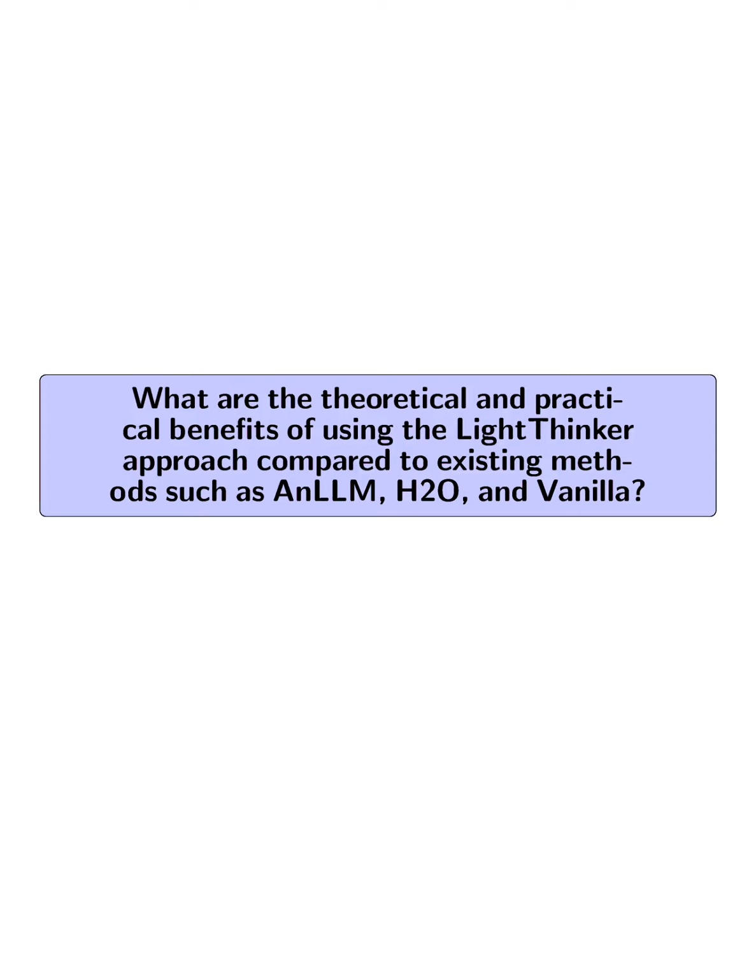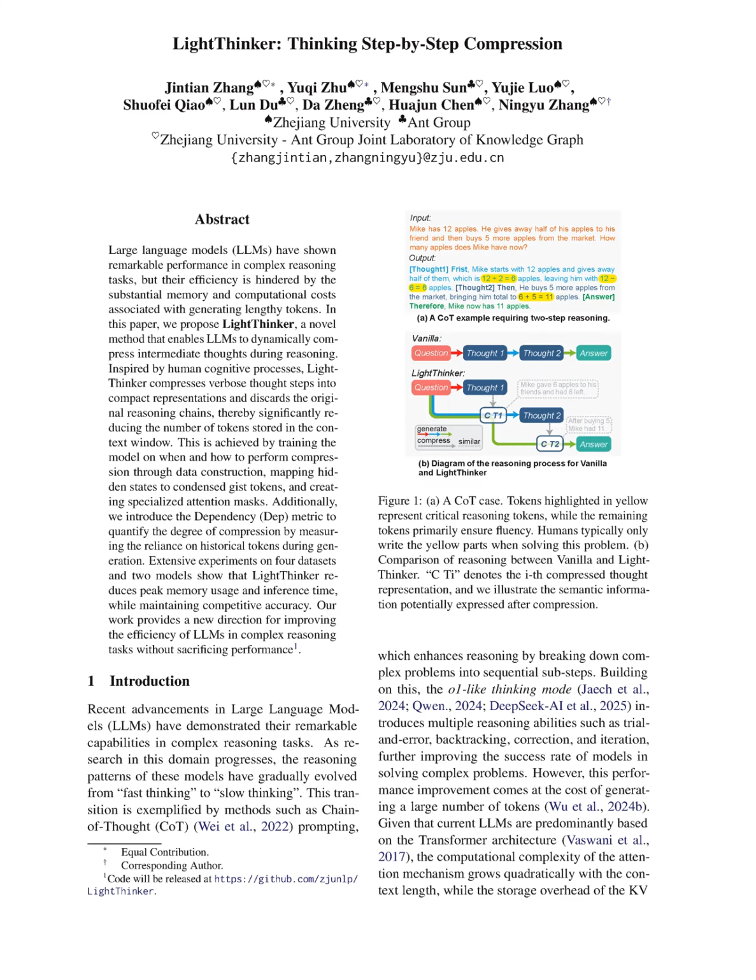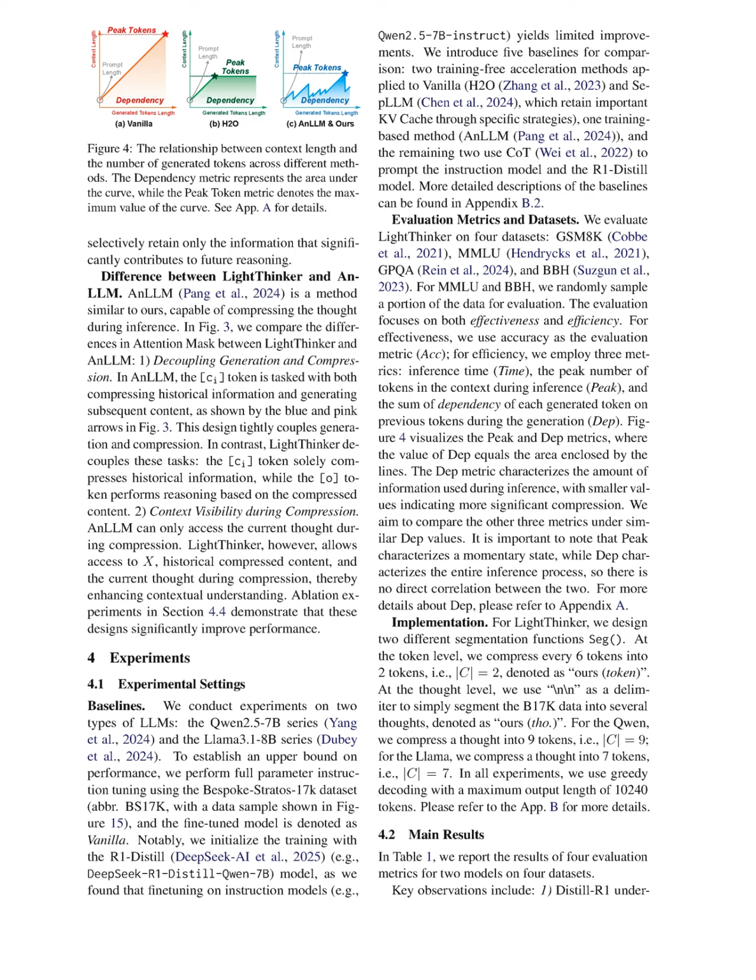reasoning process. What are the theoretical and practical benefits of using the LightThinker approach compared to existing methods such as an LLM, H2O, and vanilla? The LightThinker approach offers significant theoretical and practical benefits over existing methods like an LLM, H2O, and vanilla. Theoretically, LightThinker decouples the tasks of compression and generation, allowing for enhanced contextual understanding during compression, which is not possible in an LLM where both tasks are tightly coupled.